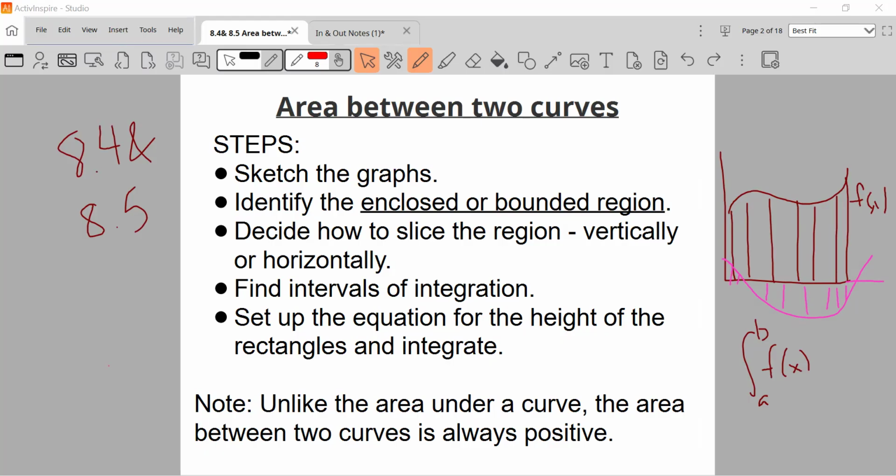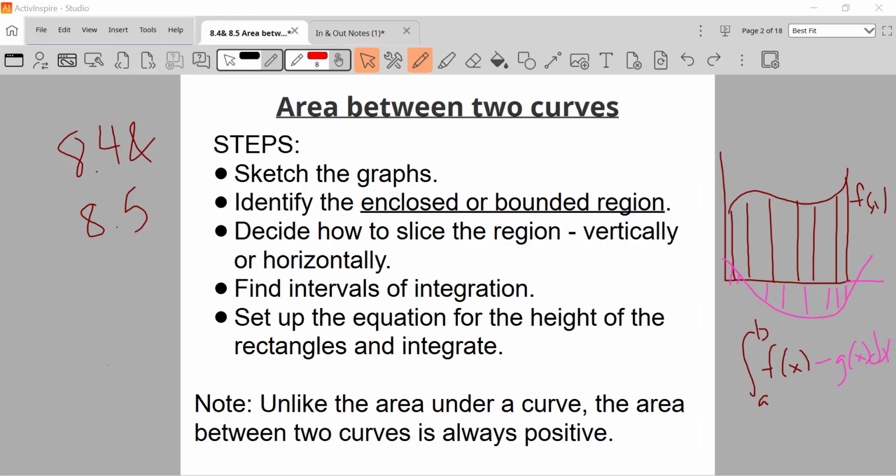Now, if I'm trying to find the area between these two curves, what I'm going to do is take my top curve minus my bottom curve, and I'm going to subtract that. So I'm going to integrate f of x minus g of x dx. So it's all of our integration rules we already know, except a couple things. One, unlike area under a curve, area between two curves is always positive.